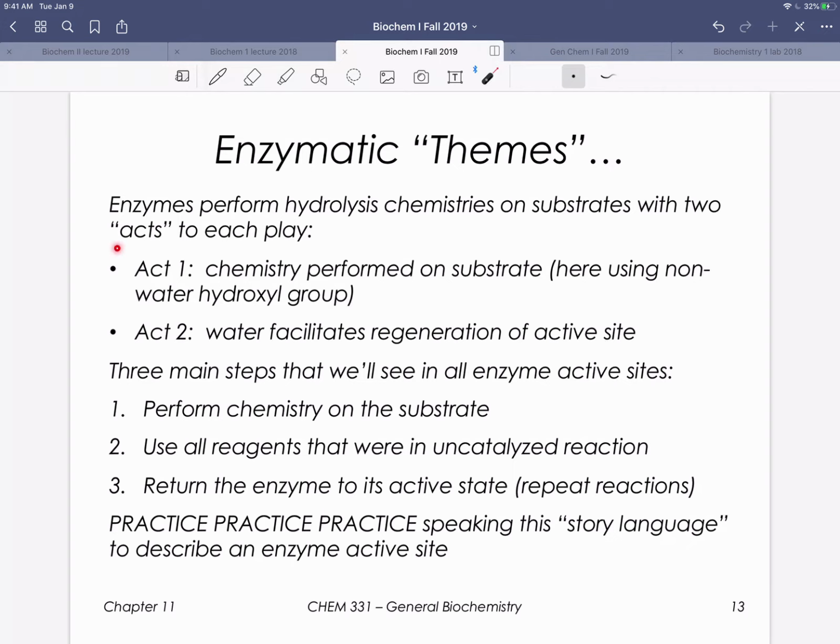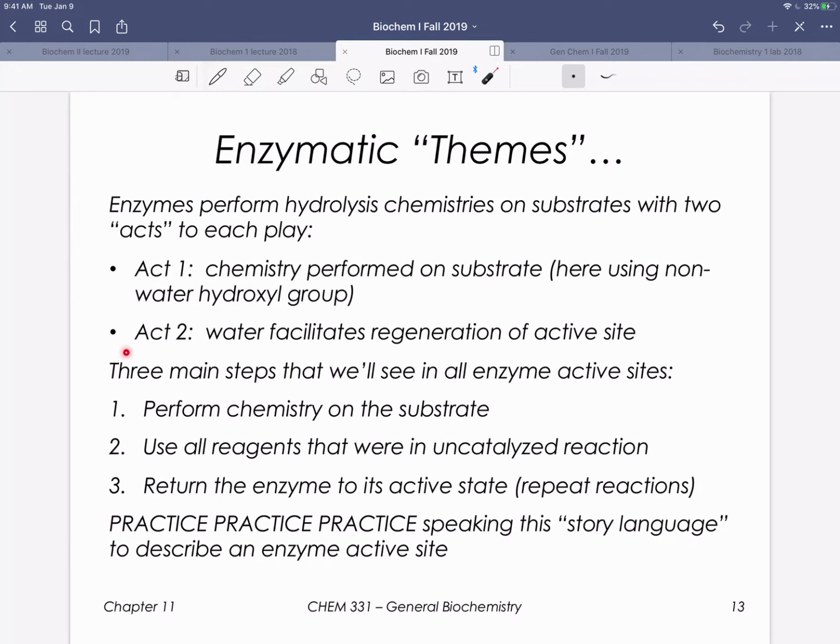So in all of these, we're going to see chemistry on the substrate happen early on. We're going to see cleavage of our linkage, either our phosphodiester, our glycosidic, or a peptide linkage. The second act really is where water is going to come in, and that water is often going to be used to regenerate the enzyme active site. So the water really isn't even being used to do the chemistry that we think it's performing. It's really being used to regenerate the enzyme active site.